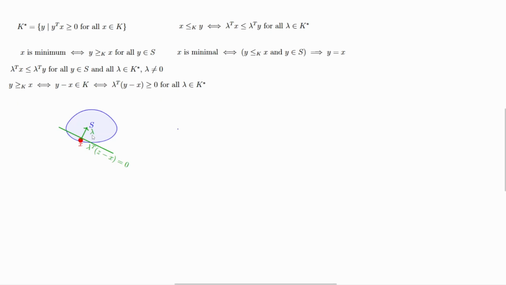So the half space lambda transpose (z minus x) greater than or equal to 0 contains all of S. Since this holds for every lambda in the dual cone, the set S is contained in the intersection of all these half spaces. So in other words, if x is a minimum of the set, then S must be a subset of x plus K, where we're doing element-wise addition here.